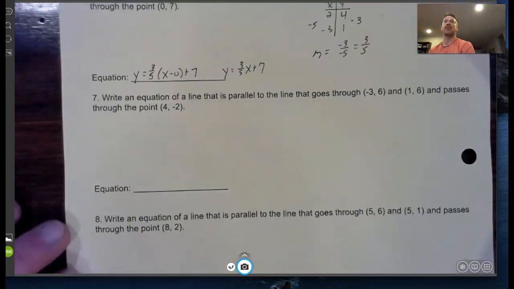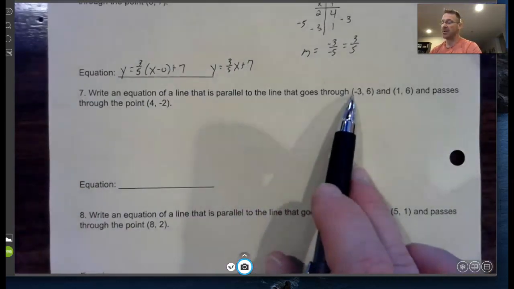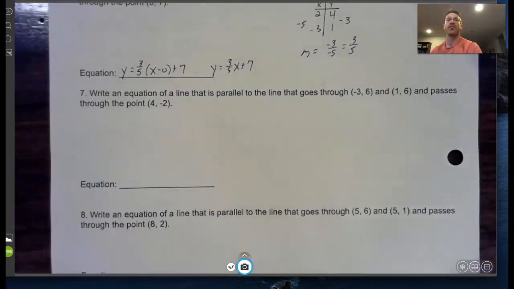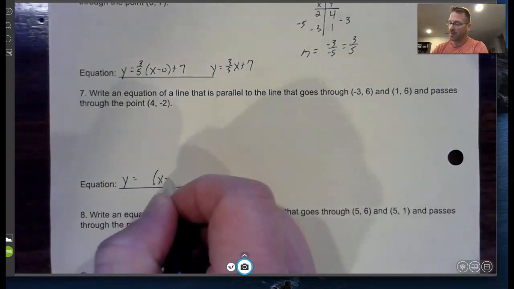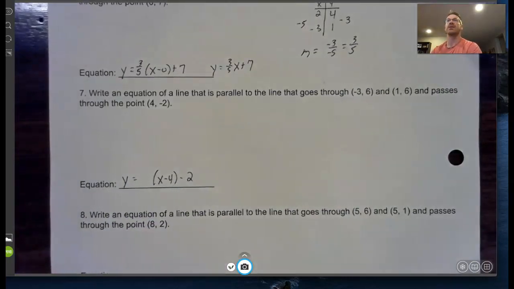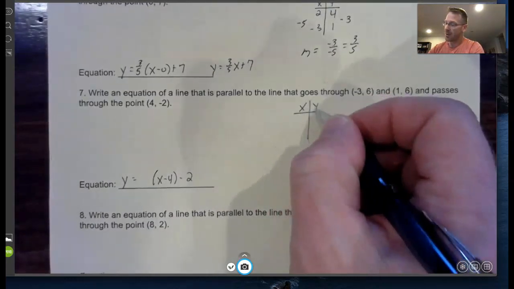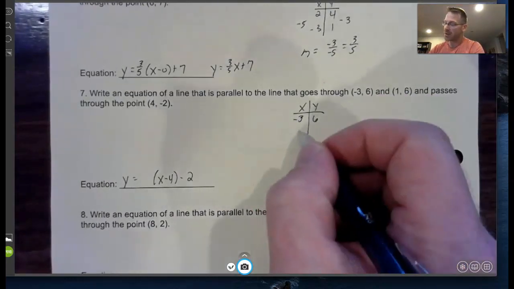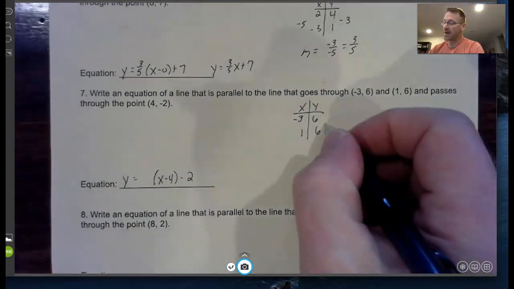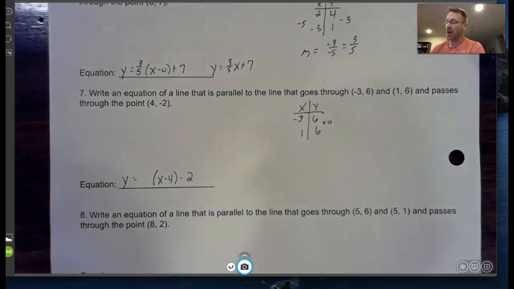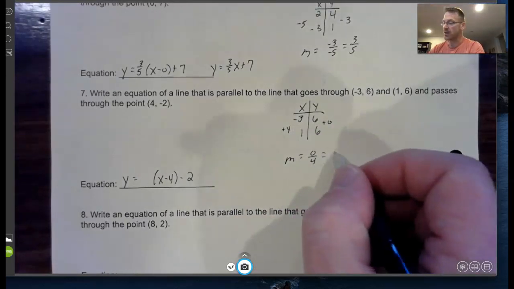All right, so let's look at 7 here. So once again, write the equation of a line that's parallel to the line that goes through negative 3, 6 and 1, 6 and passes through the point 4, negative 2. So I know it goes through 4, negative 2, so x minus 4, y minus negative 2. And then once again, I have to go through that slope process. All right, so let's do our xy table here, negative 3, 6 and 1, 6. Now notice what happens here. Our change in y is 0. All right, our change in x is 4. So my slope is 0 over 4, which is 0.